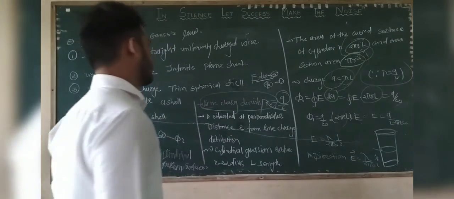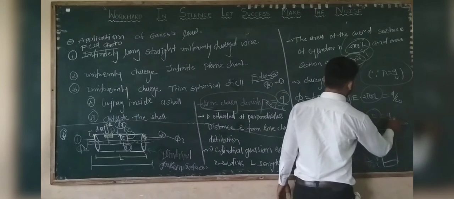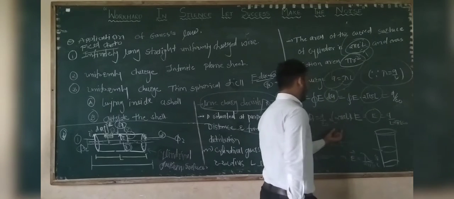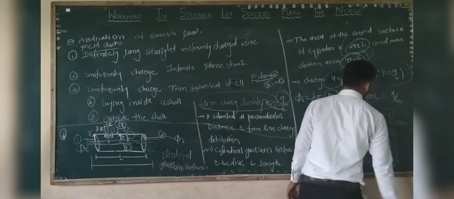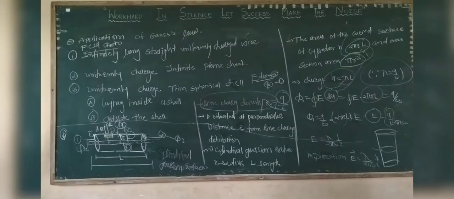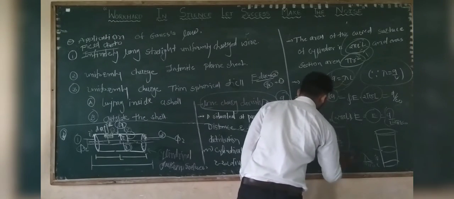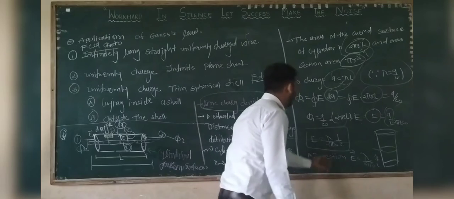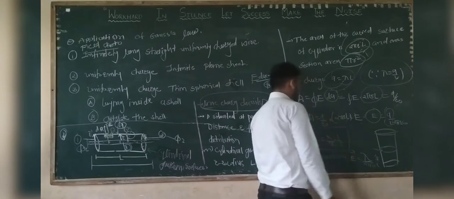So field E is equal to Q upon L into 2 pi r epsilon 0. But again, Q upon L is equal to lambda. So we put lambda. Then E is equal to lambda upon 2 pi epsilon 0 into 1 by r.